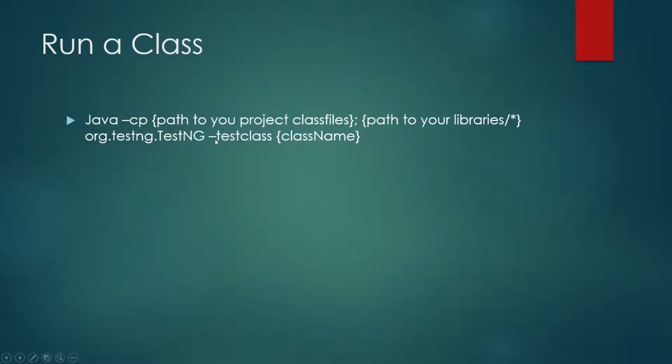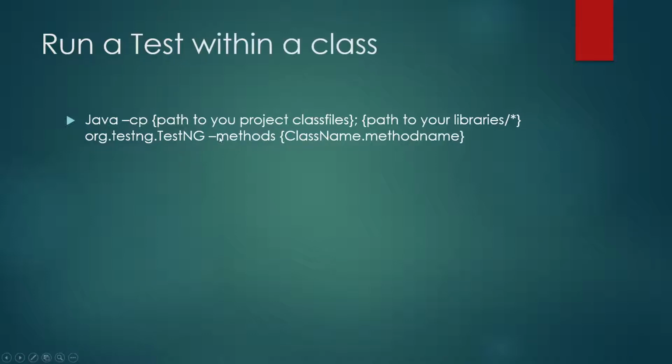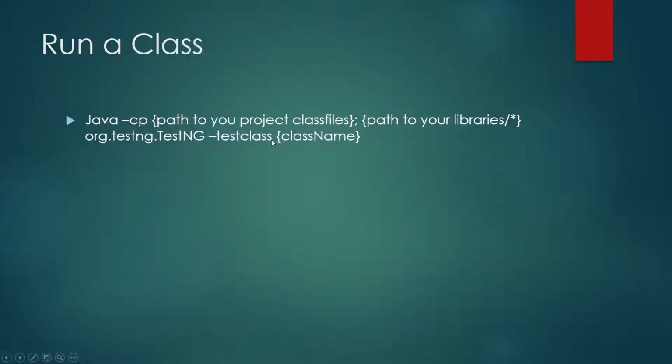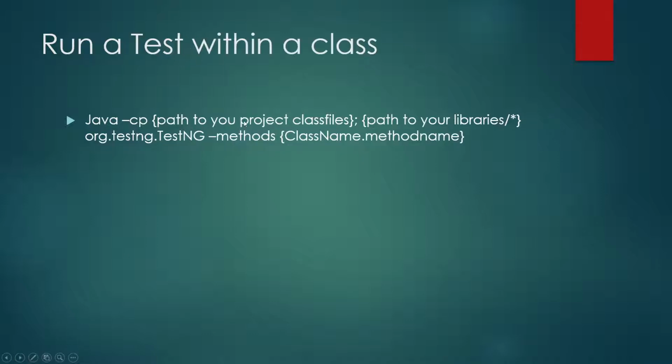So this is again an argument which is passed. Sorry, I'm trying to highlight and it is taking me to the second one, but that's okay. I hope you're focusing on my cursor. So this is the argument and this is the class. So this class is taking this argument. And then if you want to run just a method, a test within a class, then you have to pass the method. So if you see the class name and the method that you want to execute, that is what you are passing as an argument to this class again.